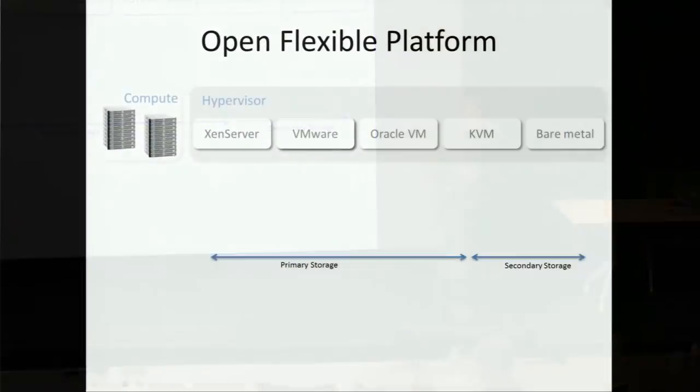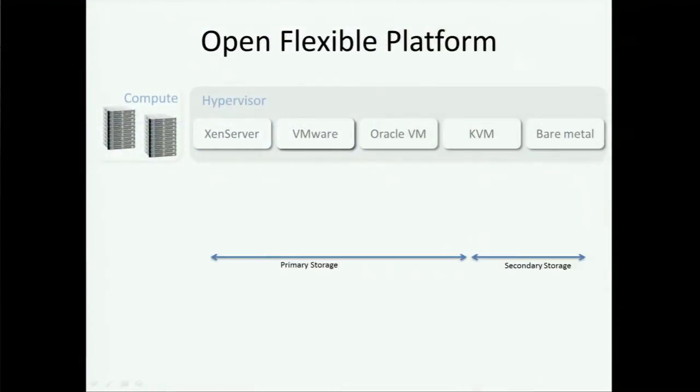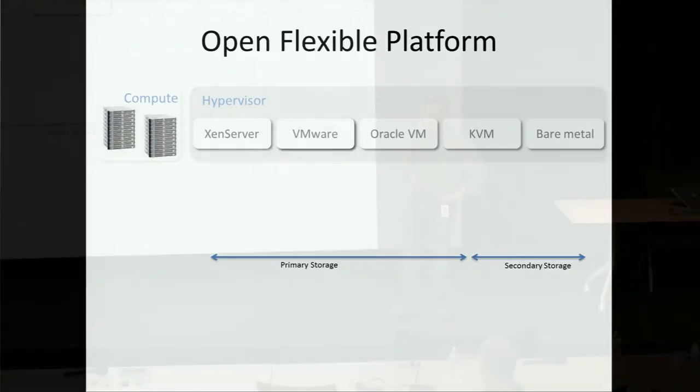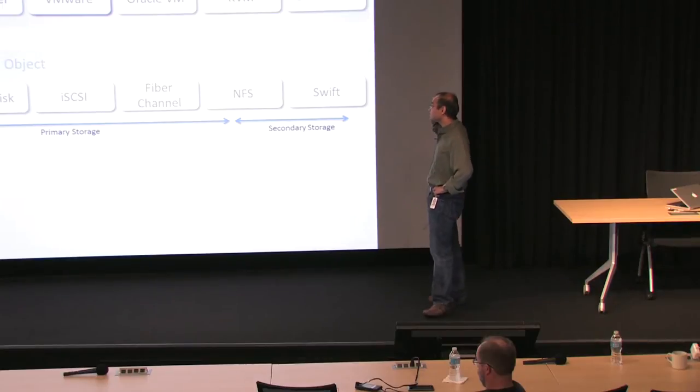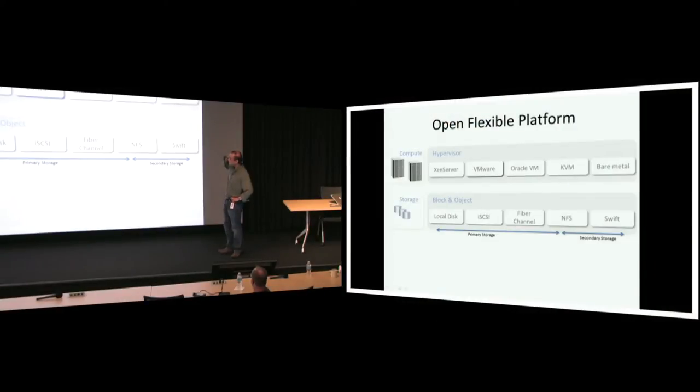What an IaaS cloud does is orchestrate physical resources in order to provide virtual computing resources to you. The physical resources include compute, like hypervisors: XenServer, VMware, Oracle VM, KVM, and bare metal is what is supported today.